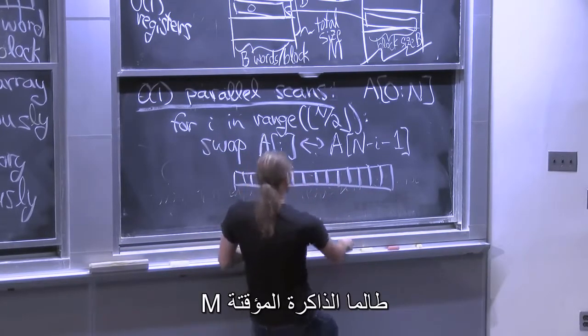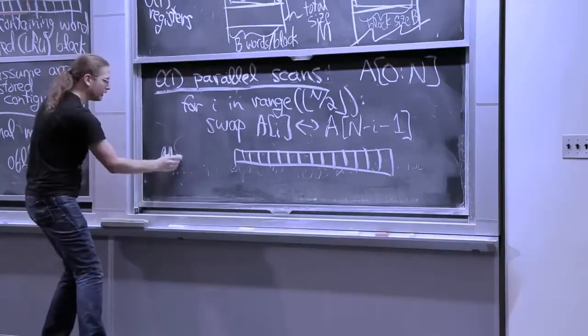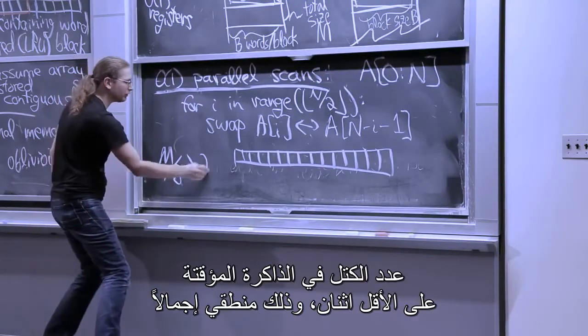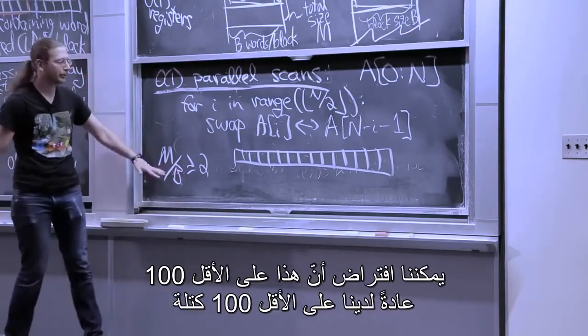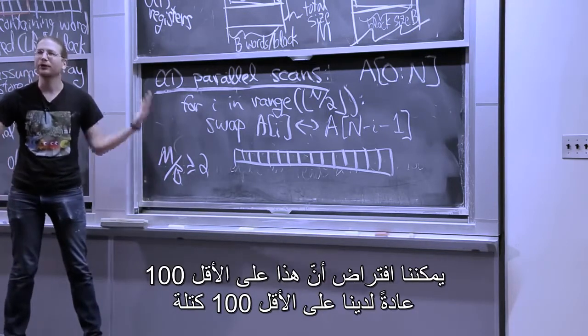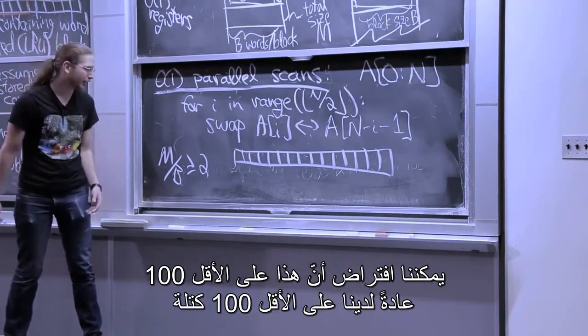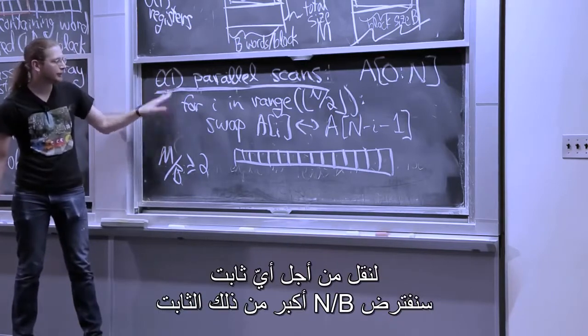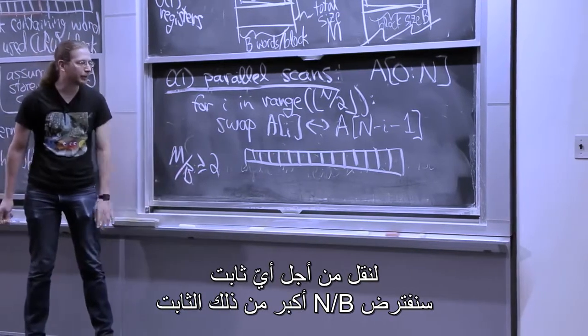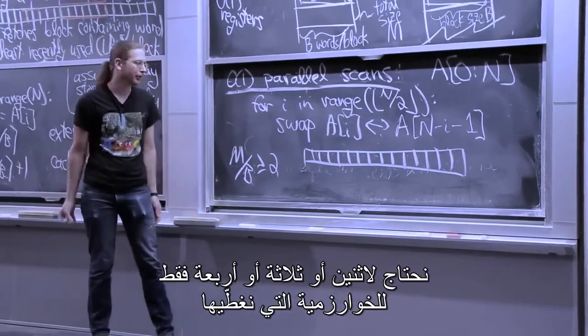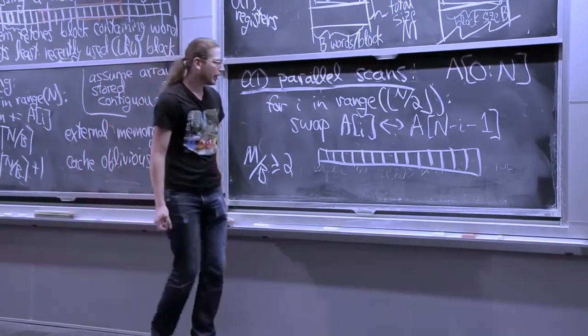OK, so as long as your cache M, the number of blocks in the cache, is at least 2, which is totally reasonable. You can assume this is at least 100, typically. You've got at least 100 blocks, say. So for any fixed constant, we're going to assume M over B is bigger than that constant. We'll only need like 2 or 3 or 4 for the algorithms we cover.